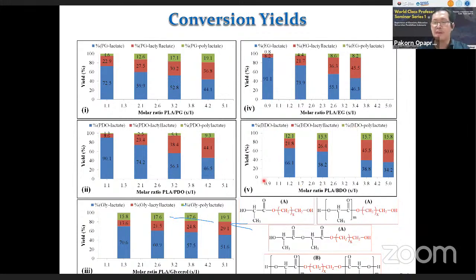So once we know the effect of condition, the effect of the ratio of PLA per alcohol, like the x-axis, and for different systems, if we use different alcohol, we also see different results. When we have the overview of this picture, we can decide: if we want to make some specific product, we can come back to see which condition is suitable for making this final product. We can go to the specific condition of the chemical recycling reaction, and we can design our process.